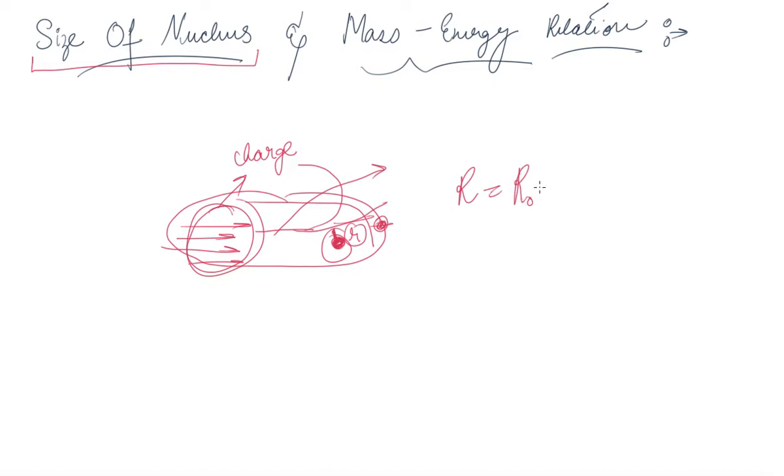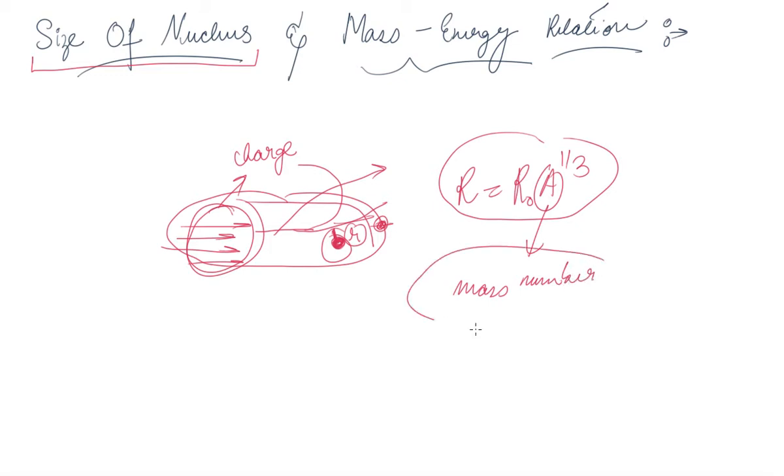And the radius of the nucleus, after your calculation, was found to be r equals r naught into A to the power 1 by 3, where A is the mass number of the nucleus. We are talking about the mass number. What is r naught? R naught is actually a constant, and the value of r naught is 1.2 into 10 to the power minus 15 meter.